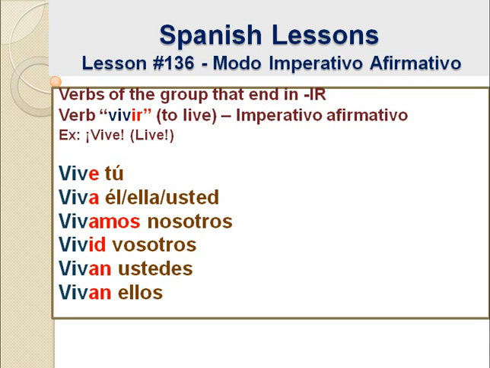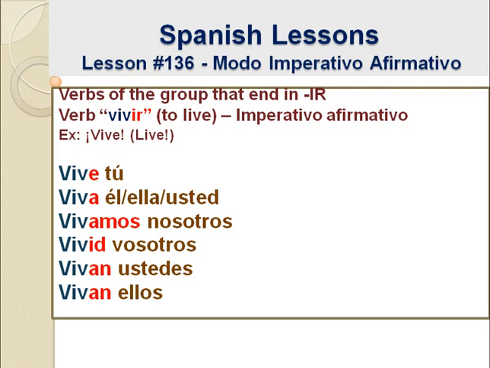Let's read this again, one more time. Vive tú, you live. Viva él, he lives. Or viva usted, you live. Vivamos nosotros, let's live. Vivid vosotros, you live. Vivan ustedes, you live. And vivan ellos, they live, in the imperative affirmative.